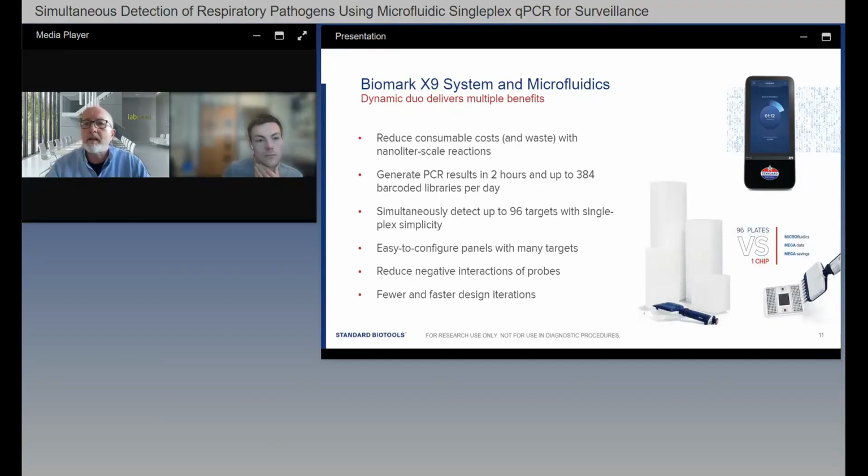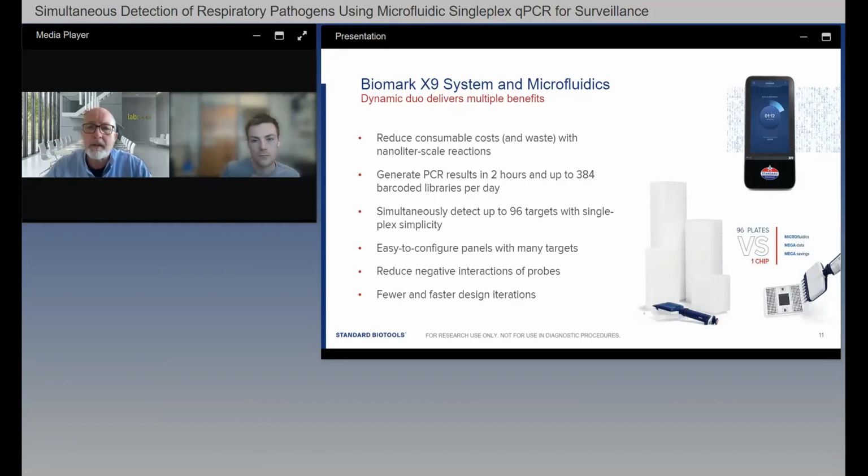So to summarize, let's talk about the real-world benefits of our technology. Cost efficiency: we're using tiny volumes of reagents in nanoliter scale reactions, which means big savings on consumables. We have high capacity, so we can complete up to 46,000 PCR reactions in an 8-hour shift if you run multiple IFCs in a day. Or we can craft up to 384 barcoded libraries every day.